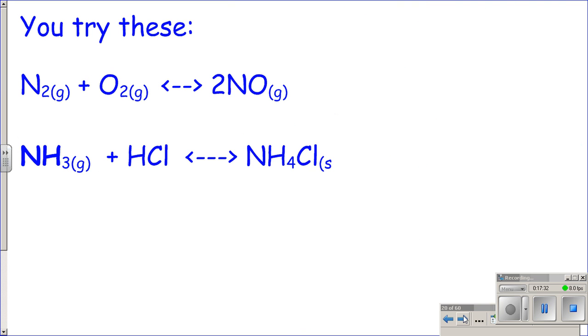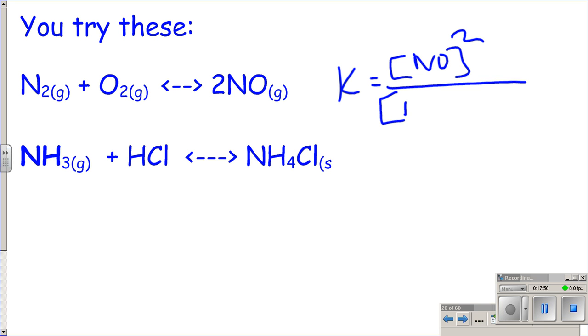Okay. Tell me what the K expression is for the first one. K is equal to... Give me names to use your knowledge. Concentration of nitrogen monoxide squared over nitrogen gas times O2 gas. Good. It's really easy. Take your products, put them up, put your coefficient as an exponent. Take your reactants, multiply them.